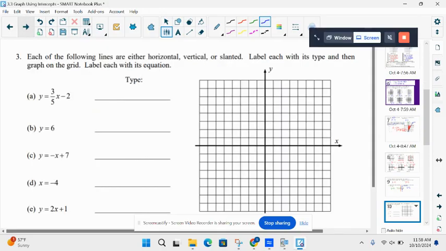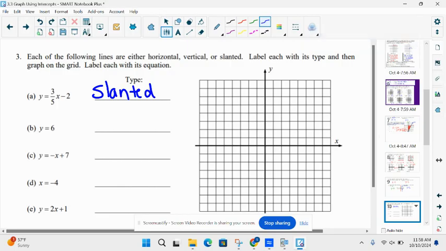Now the next page. Number 3 says, each of the following lines are either horizontal, vertical, or slanted. Label each with its type and then graph on the grid. We will do this part together and then you can do the next part by yourself. So for part 3A, this is slanted because it has a slope. If you want to use coloring utensils for this, you can, just to label them. So the y-intercept is -2, and our slope is 3/5, which means we're going to go up 3 and over 5. Also down 3 and left 5.